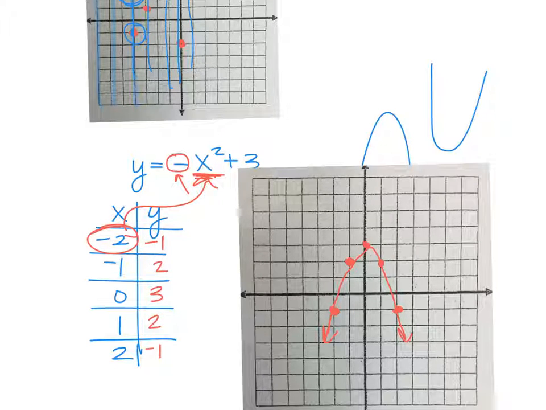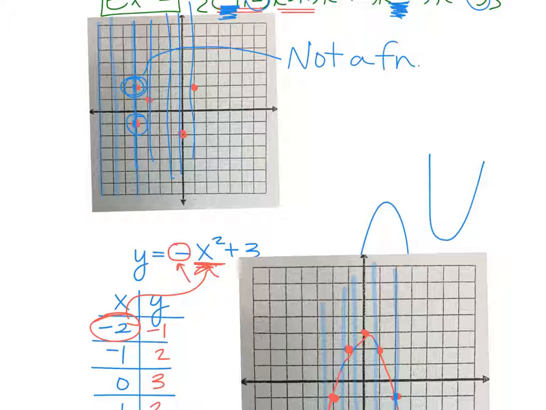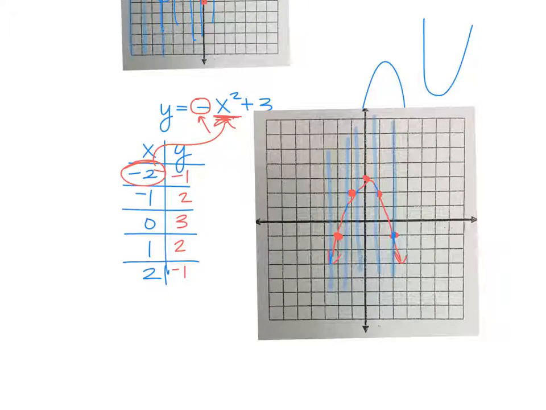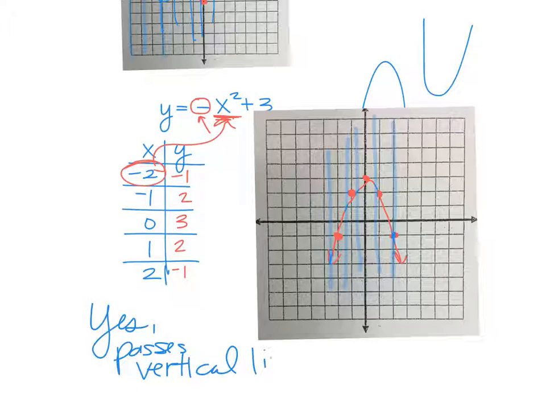If you take a vertical line to those, are you hitting any 2 at the same time? No. So is this a function? Yes, because it passes the vertical line test. Okay, questions on that? No. That's your lesson.